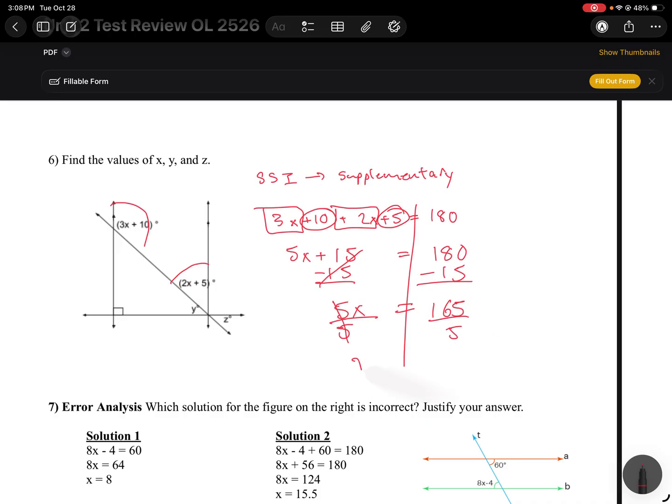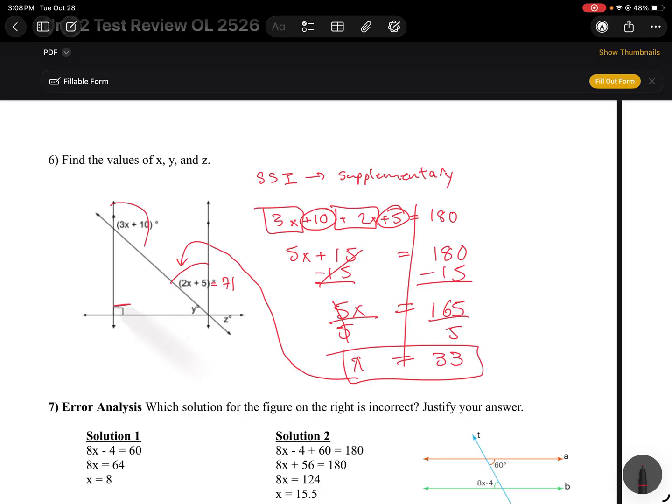Okay, divide both sides by 5. So you see, these are supplementary. And this should leave me with 13 plus 20, 33. So x is equal to 33. And if I plug x back in here, this angle will give me 2 times 33 plus 5, which is going to be 71. Because x is 33, and you plug this in, you get 109.